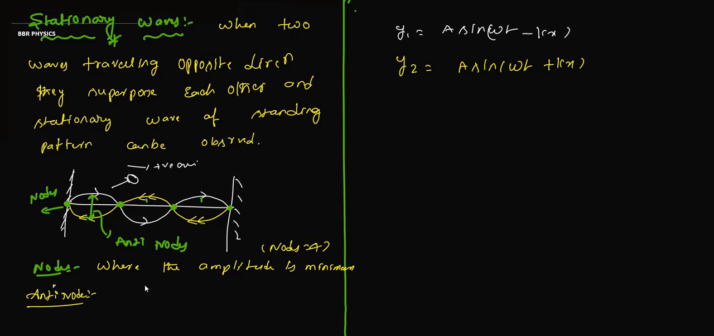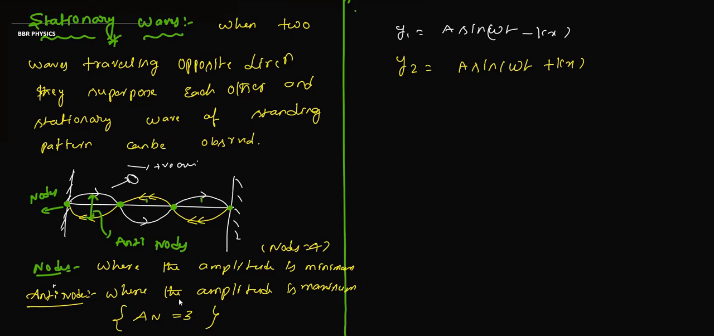To define antinode: where the amplitude is maximum. If you observe this point, the amplitude is maximum. About this point, amplitude is maximum. About this point, amplitude is maximum. The point where the amplitude is maximum is an antinode. How many antinodes are there in this case? Observe here, 1, 2, 3. So 3 antinodes are there, for the case which we took.